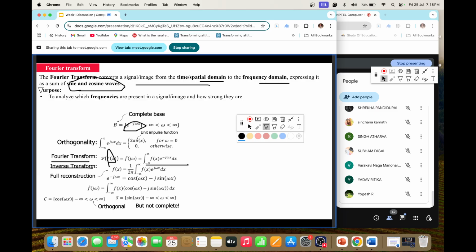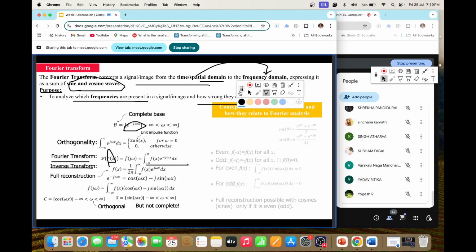Okay, so the purpose of it is to analyze which frequencies are present in a signal or image and how strong they are. So we are converting from the spatial domain to the frequency domain. And why are we converting this? Because we want to analyze which frequencies are present in the signal or image and how strong they are.